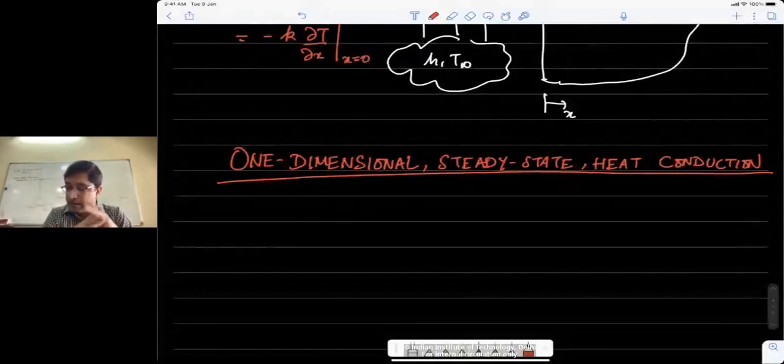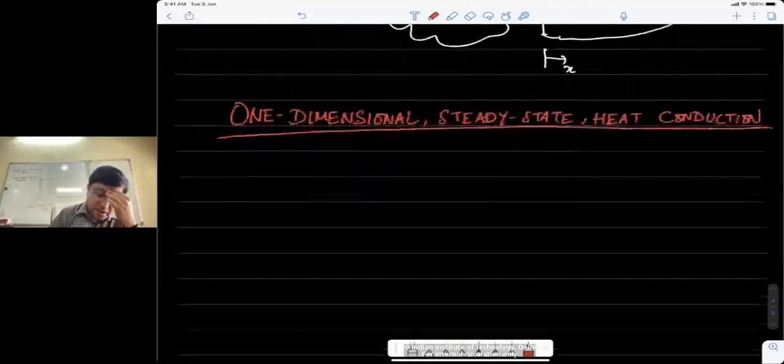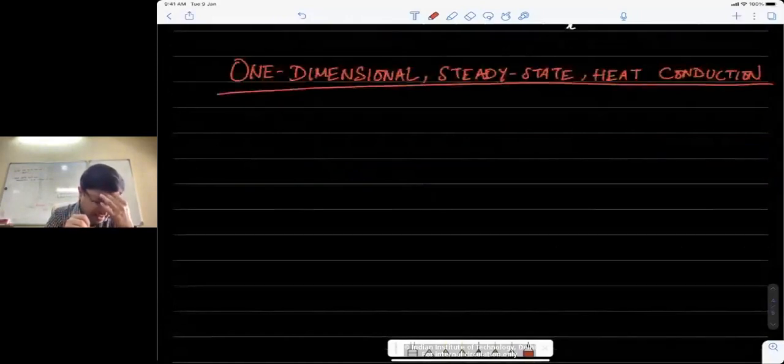Okay, but again, this is premature information. I don't know how much of you will be able to understand this until I actually get to the topic and we work out a few cases. So we'll start with one-dimensional steady-state heat conduction.